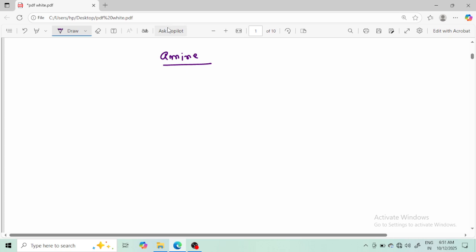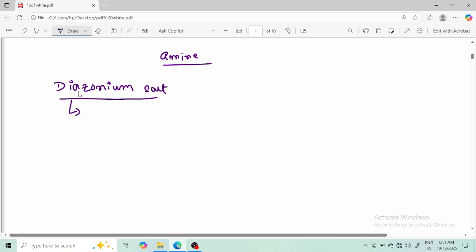Now in our last class we have completed the chemical reaction of amines, right? So now we'll be doing diazonium salt. That's the last part of this chapter. After that one more topic will be left. It's basicity of amines. Okay, so today's topic is based on diazonium salt.